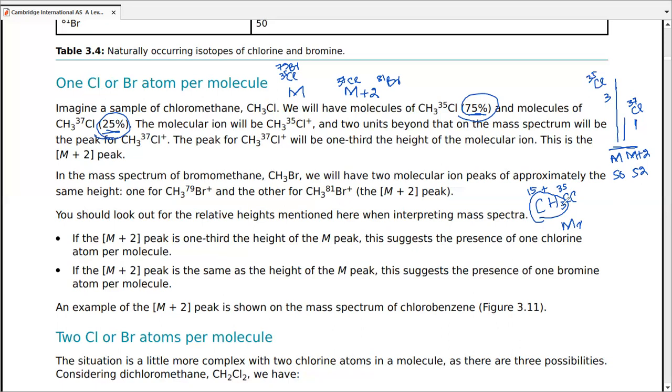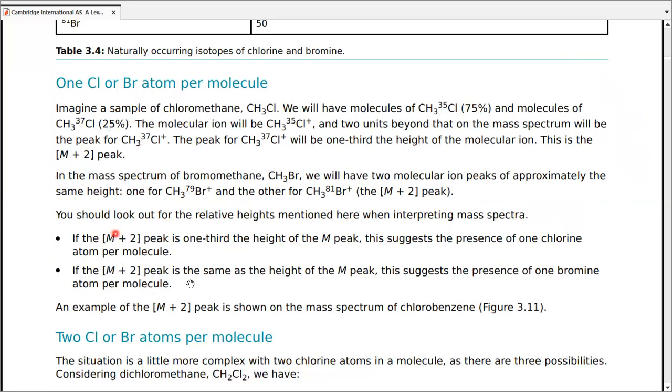All right. So now you understand what the M plus 2 peak is going to show you. This is just for chlorine. For bromine, the entire thing changes. Of course, bromine would have a higher mass, 79 and 81. An example of chlorobenzene would be shown next. So this is how easy it is with one chlorine or one bromine atom.